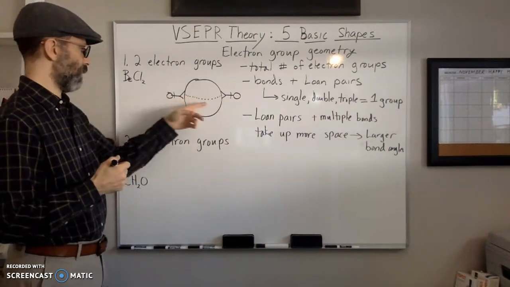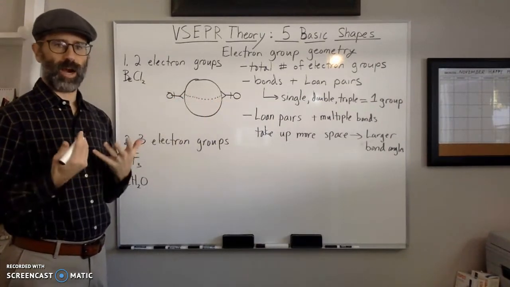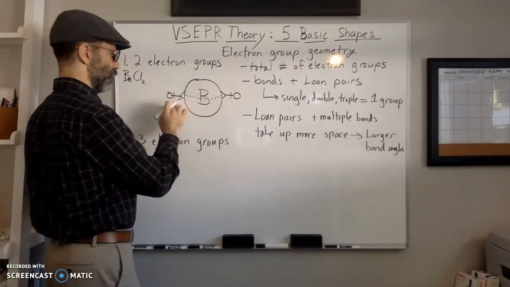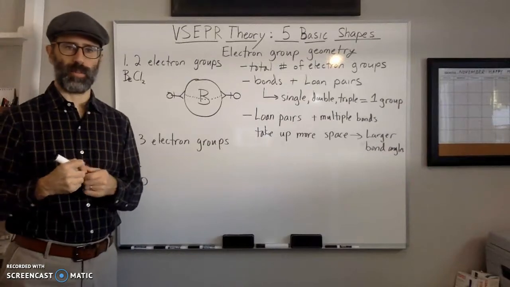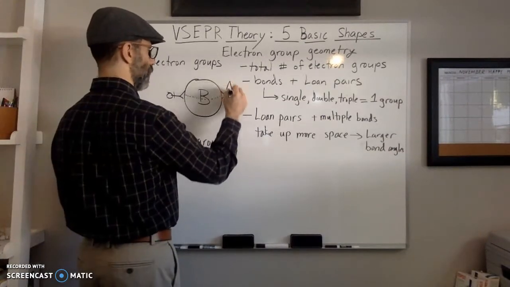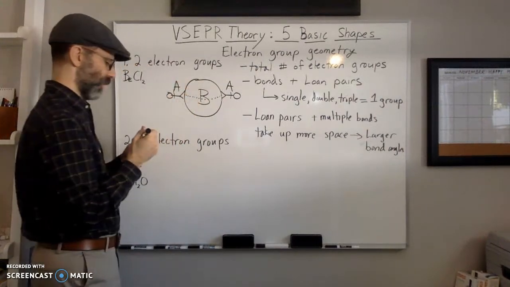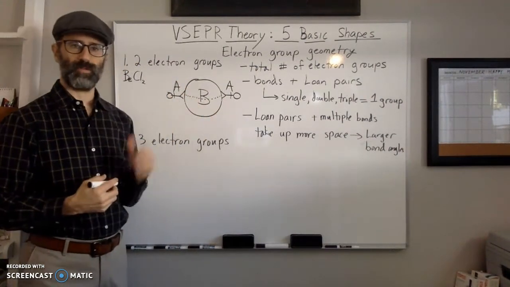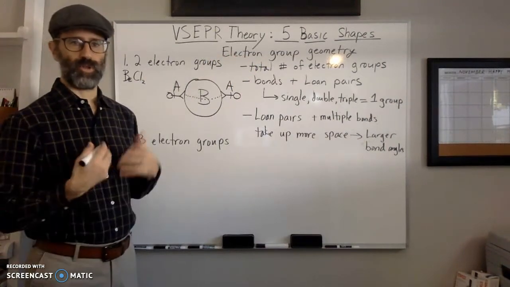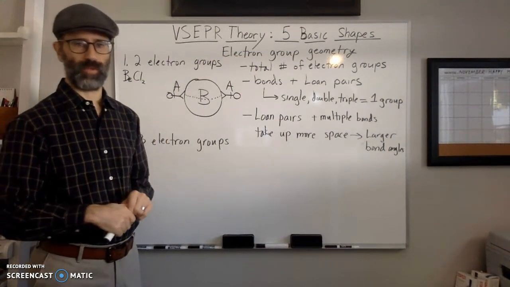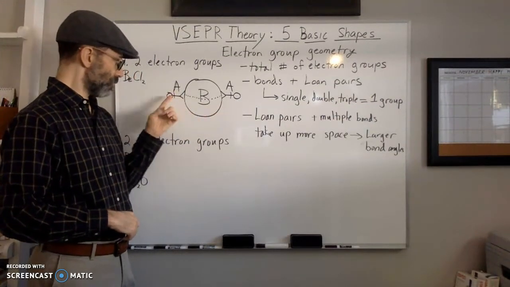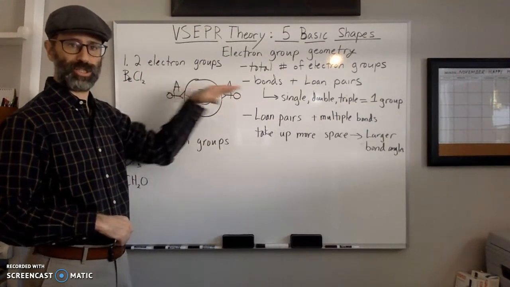So if we represent the Earth as our central atom, this would be our central atom B, and the two mortal enemies are representing our outer atoms. So we would have A over here, and A over here. And so the shape of this molecule, or what we call the electron group geometry, I'm going to try to use that terminology throughout this video or the other videos. So for this group here, this is what we're going to call linear shape.